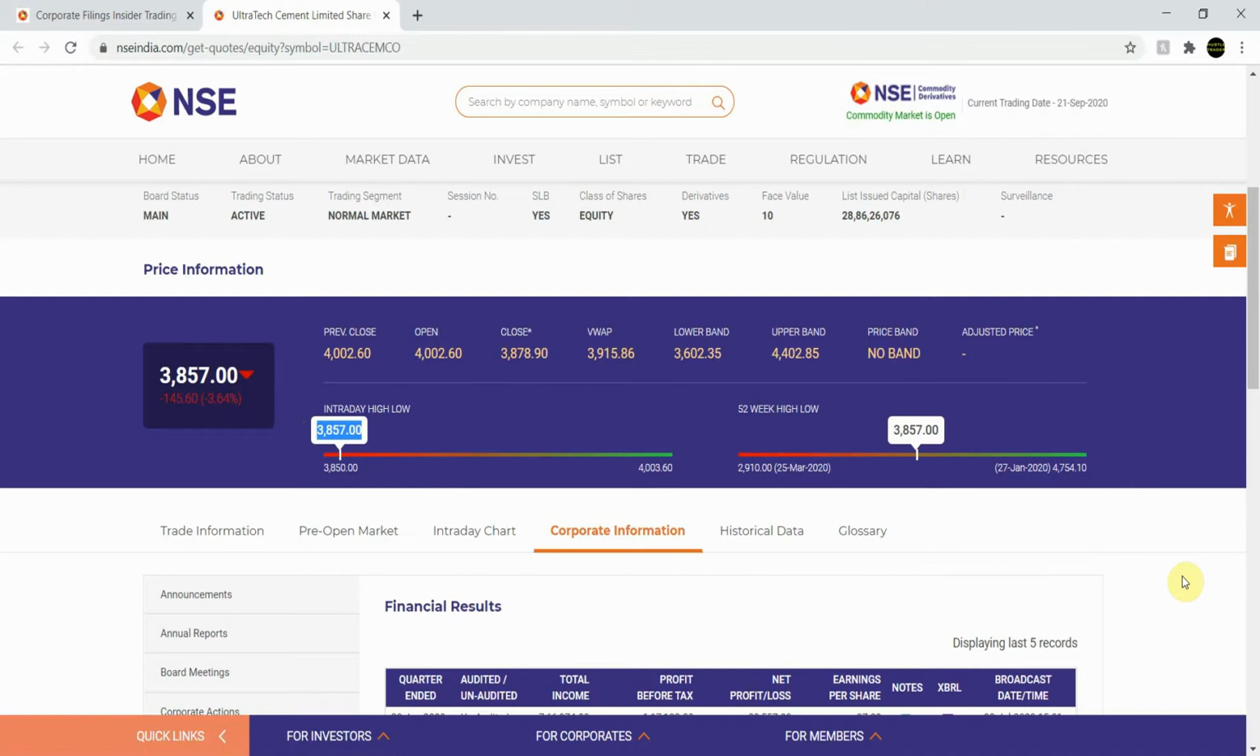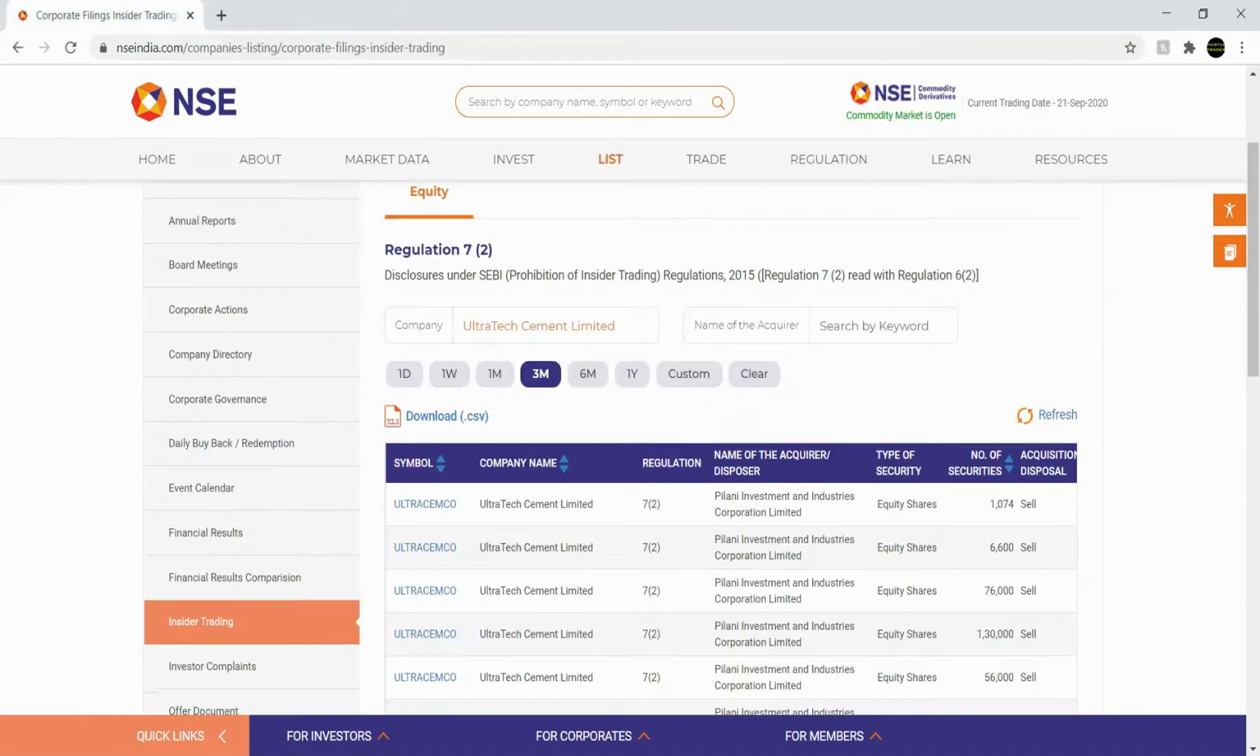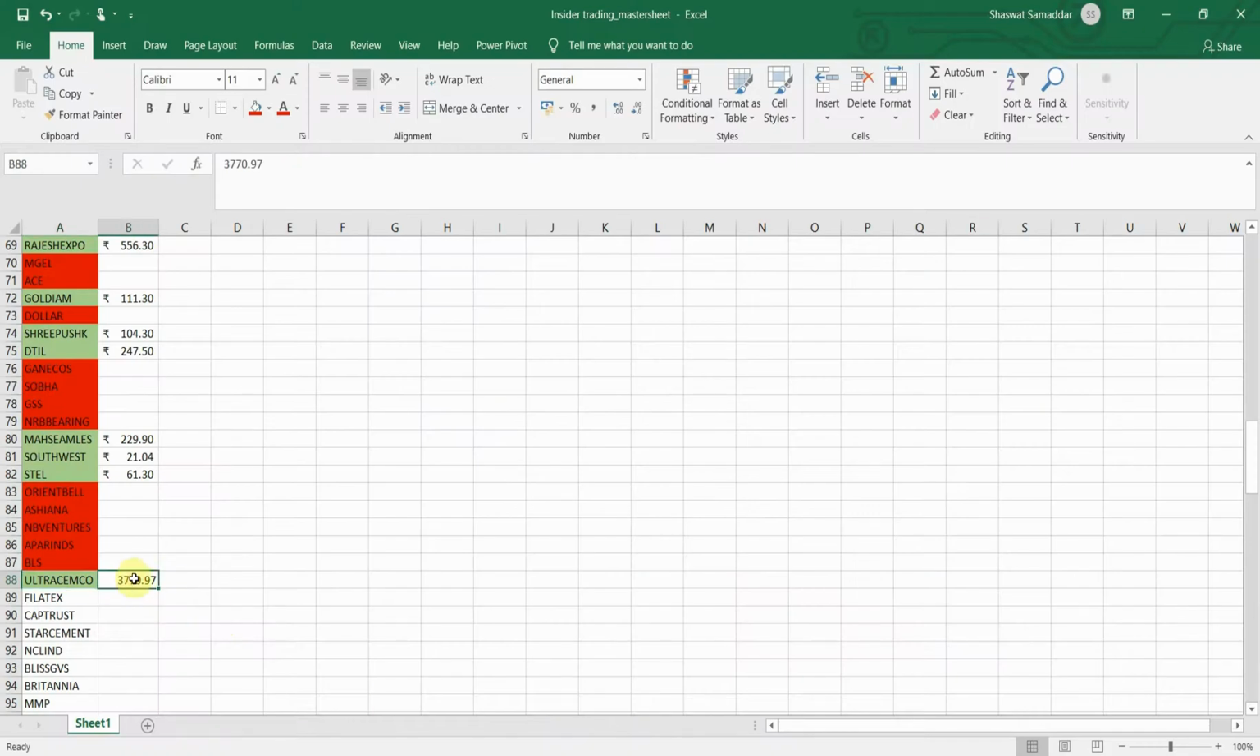Using very basic calculations, you can easily calculate whether or not it falls in the range of plus minus 3%. So our aim is to make a position in this stock closest to this price point, 3770.97. Next on the list is Philatex.